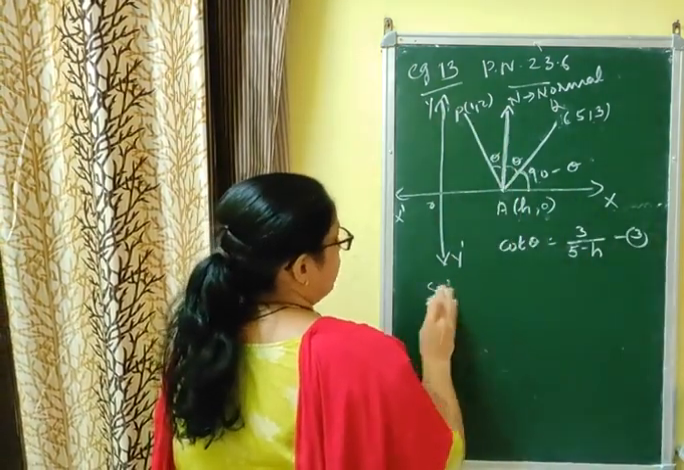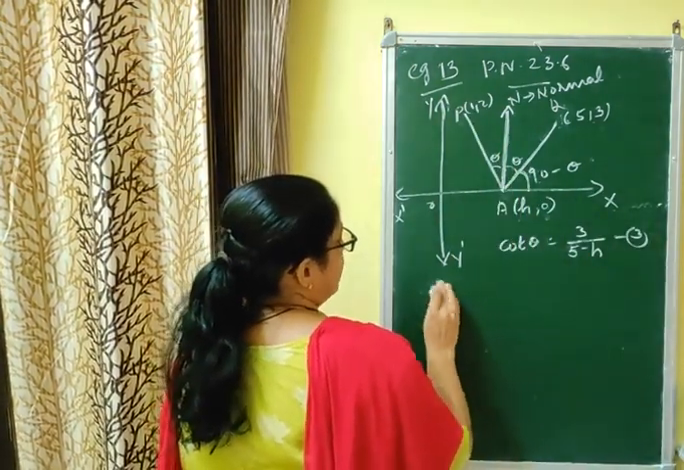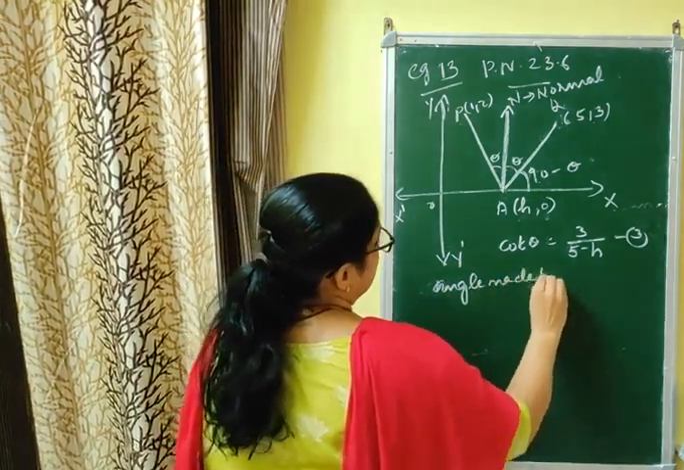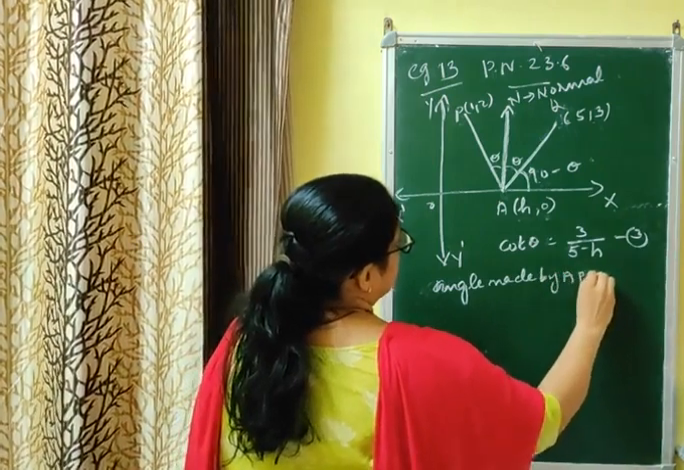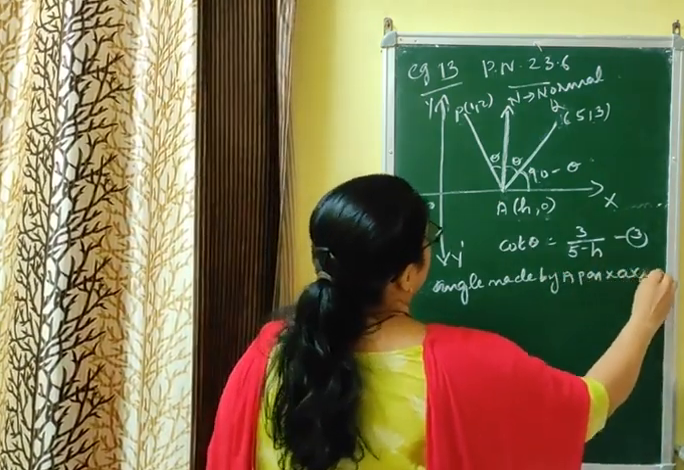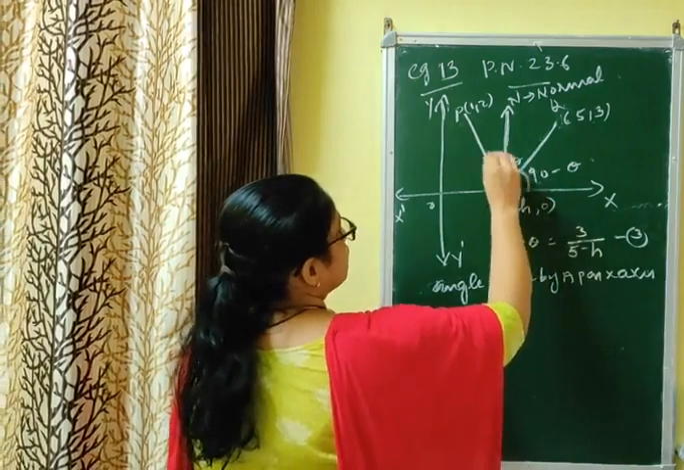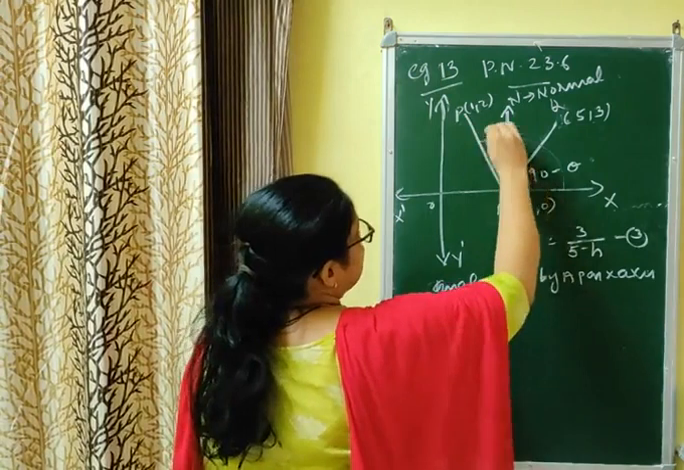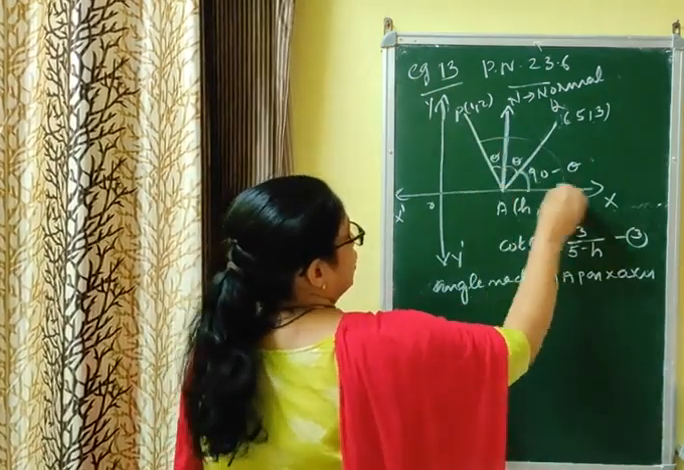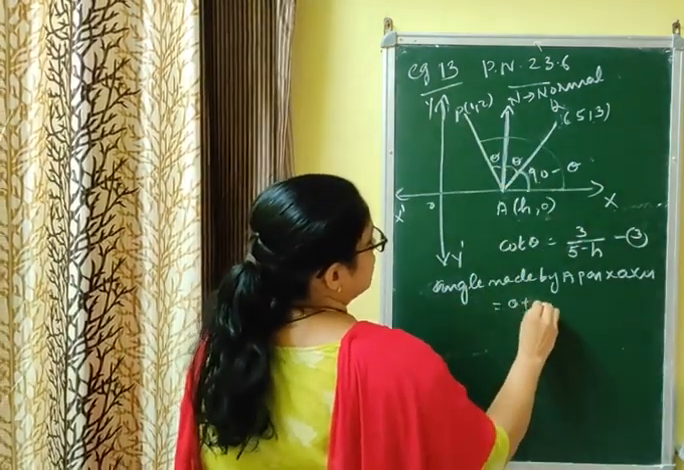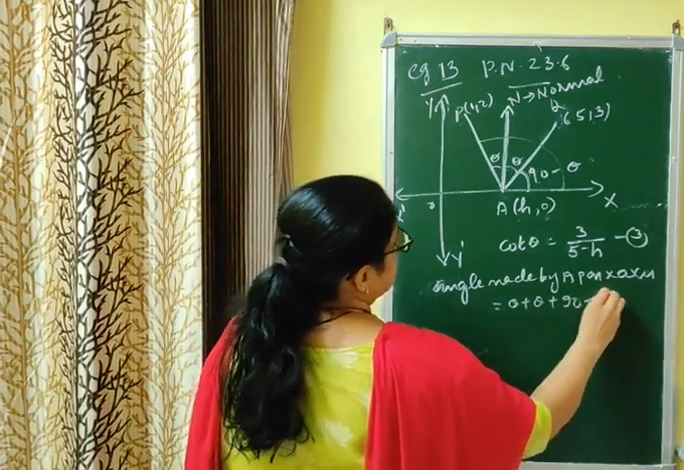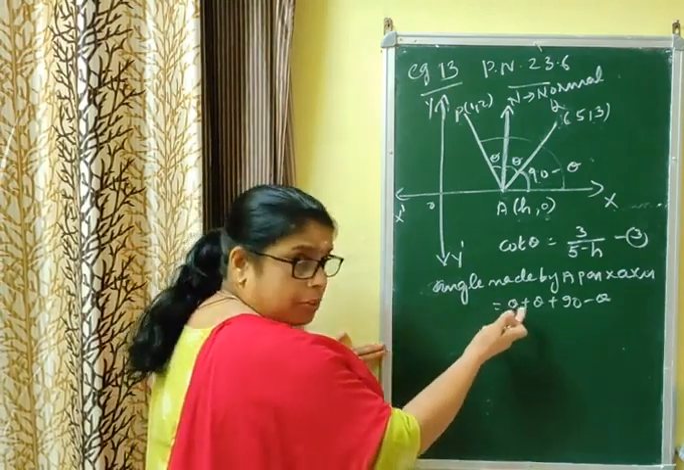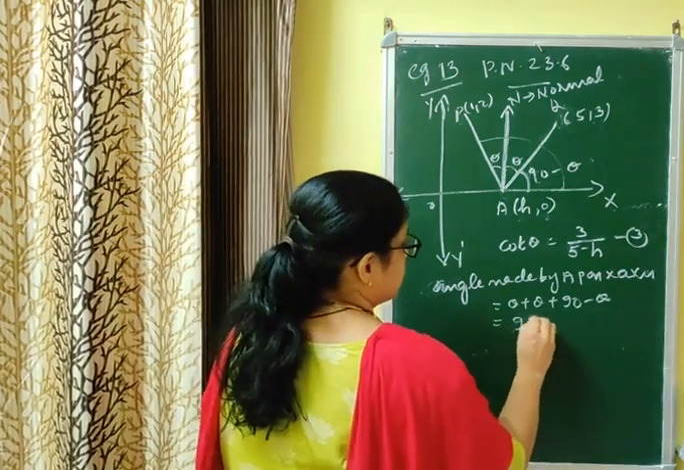What is the angle made by AP on the x-axis? See, this is 90 minus theta, and this whole angle together gives the angle made by AP on the x-axis. That is theta plus 90 minus theta. This step is not given in R.D. Sharma, it is written directly. I am going through each and every minute step. That is 90 plus theta.